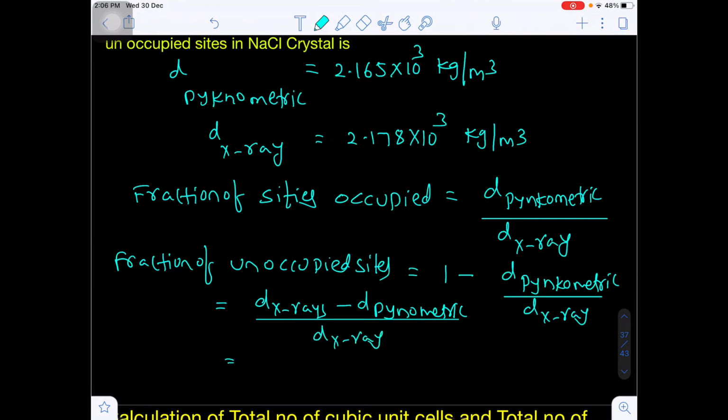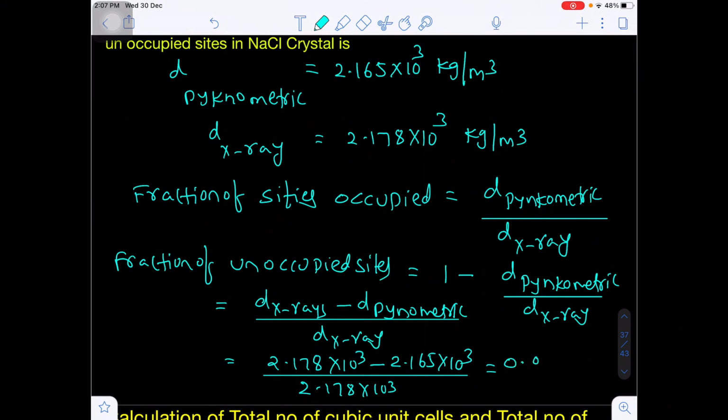Okay, now here, density according to X-ray is 2.178 into 10 to the power 3, minus density according to pycnometric study, 2.165 into 1000, whole divided by density according to X-ray, that is 2.178 into 10 to the power 3. So the unoccupied sites fraction will be 0.005968. This is the fraction of unoccupied sites in sodium chloride.